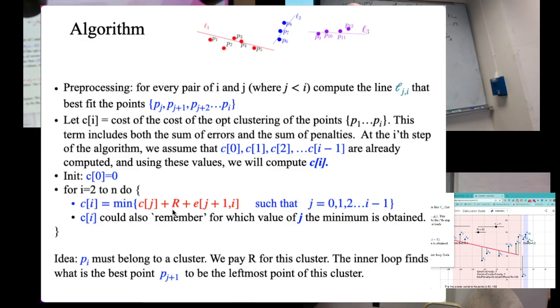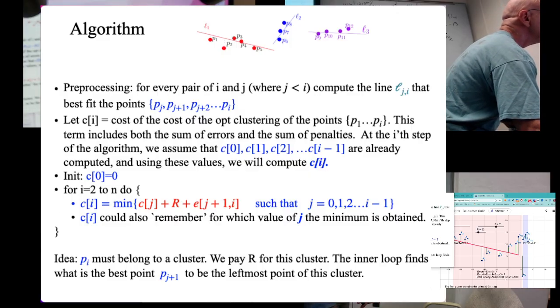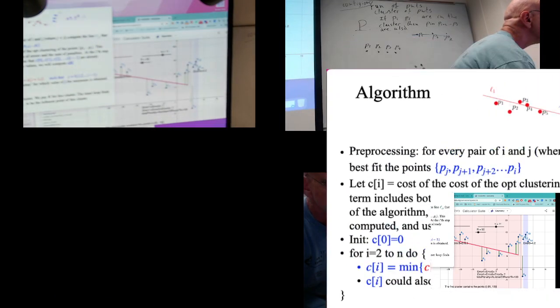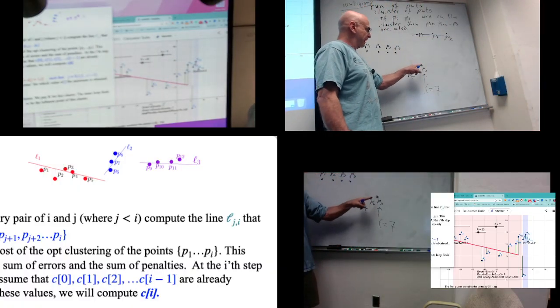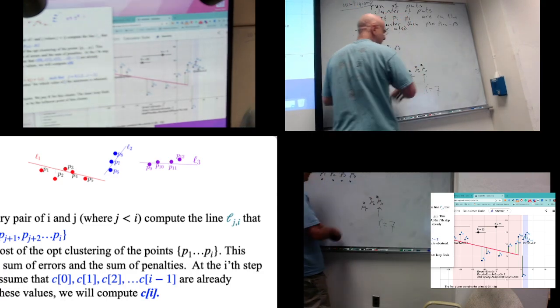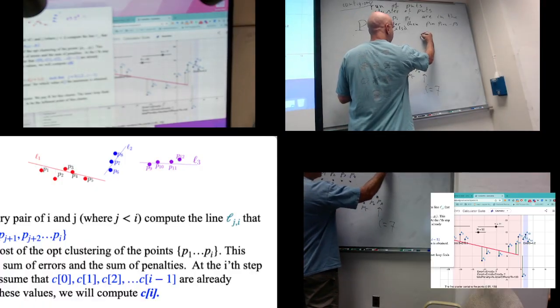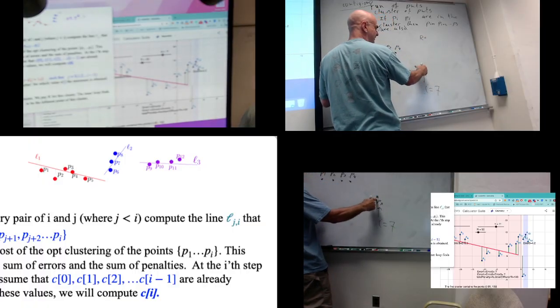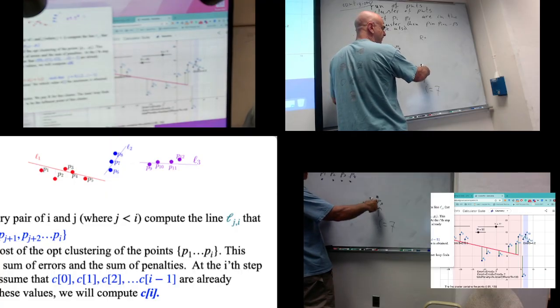I'll assume that P7 must be in a run of itself. Being the rightmost point of a run, P7 must pay R dollars. So we are paying R dollars because P7 will say I'm the rightmost point of some new cluster.